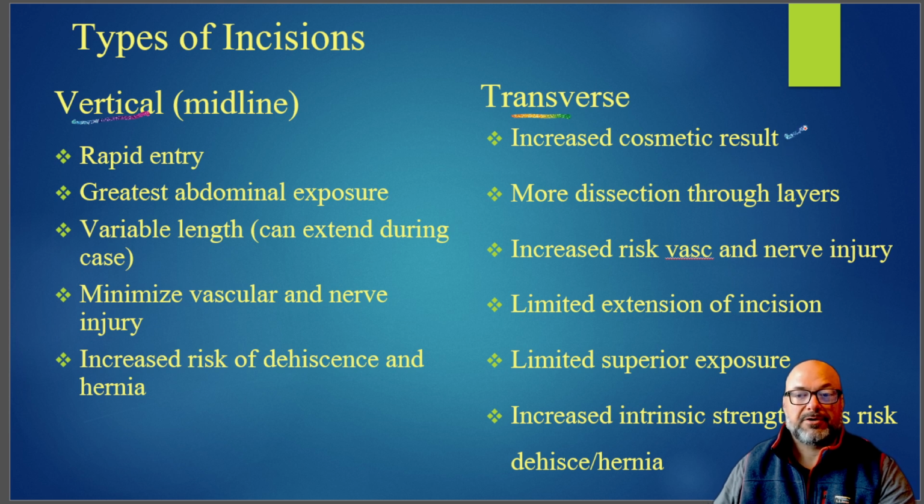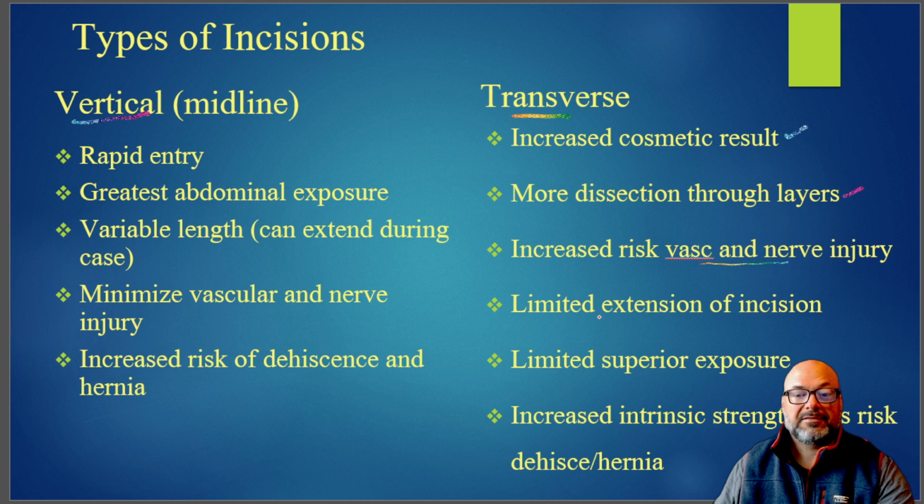Transverse incisions do tend to have a better cosmetic result because they're obviously confined to a more inferior space and covered up by clothing a bit more easily. You do have kind of more dissection, so to speak, to get through the layers. There is an increased risk of nerve and vascular injury because of the nature of the location and direction of the incision and the underlying tissue dissection.